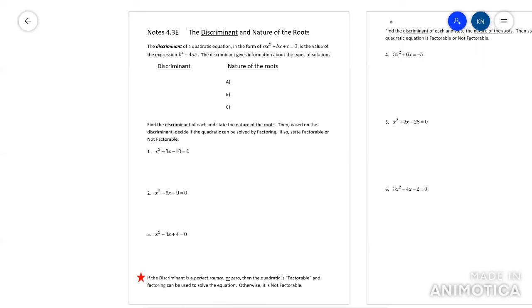Okay, this video is going to go over something called the discriminant. So if you remember the quadratic equation, the quadratic formula, it looks like this. This part right here is called the discriminant. This b squared minus 4ac part is called the discriminant. So what's going to happen is you're going to have a couple situations.